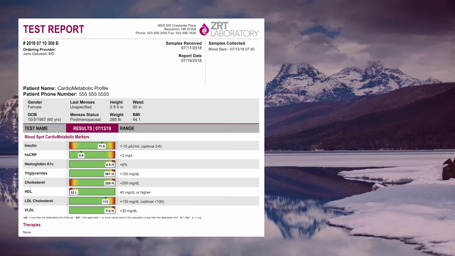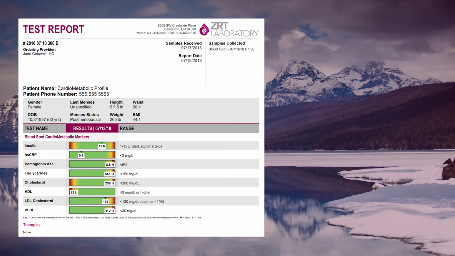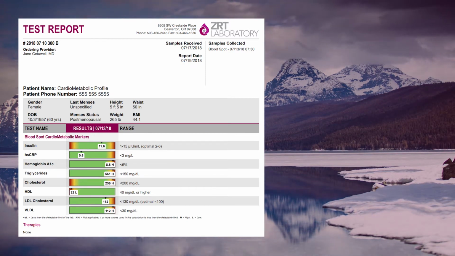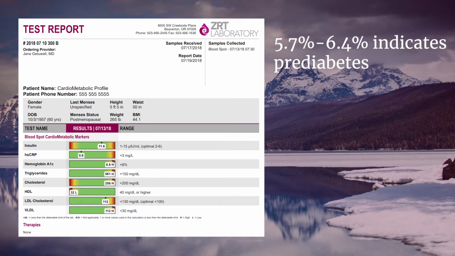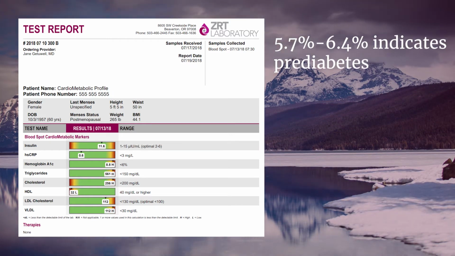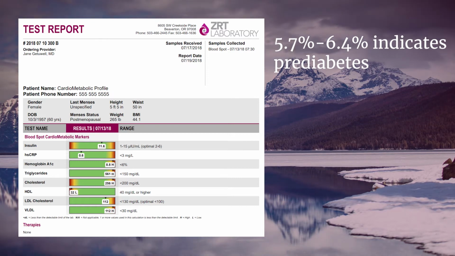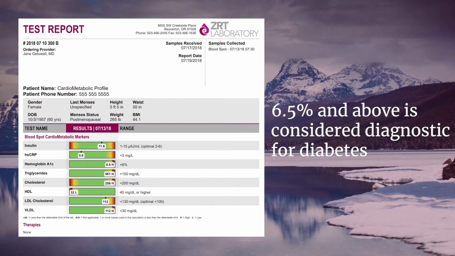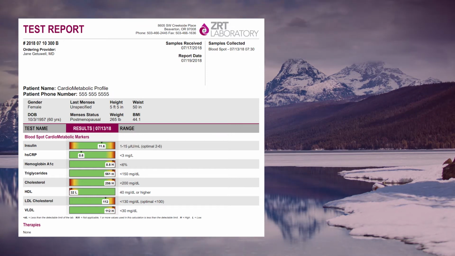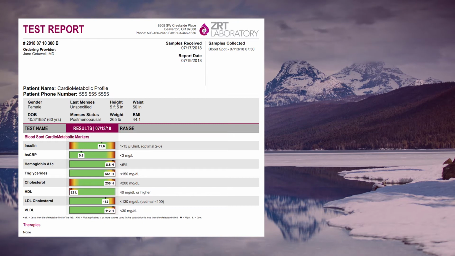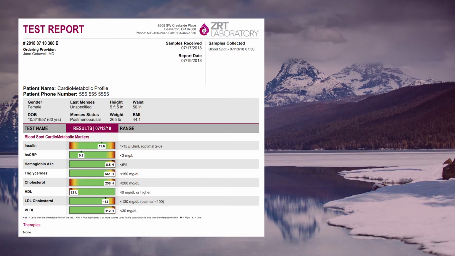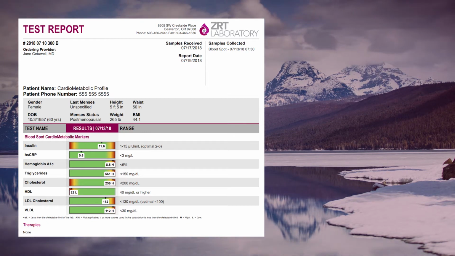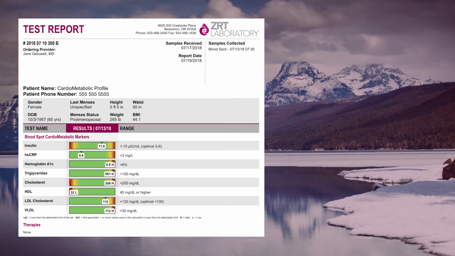Normal is stated in the reference range as less than 6. Technically, a normal hemoglobin A1C is less than 5.7%. 5.7 to 6.4% indicates prediabetes, and 6.5 and above is considered diagnostic for diabetes. Among our diabetes patients, we tend to measure hemoglobin A1C every 3 to 6 months, and our therapeutic goal is to keep them under a 7% hemoglobin A1C.